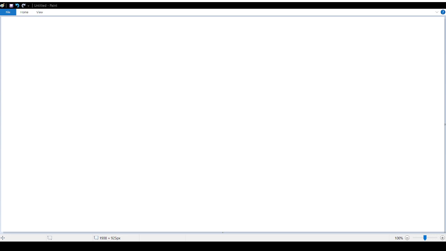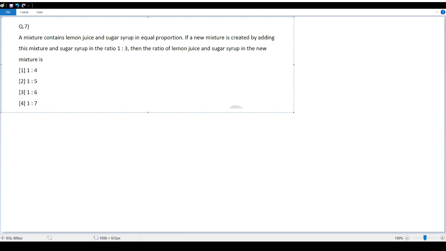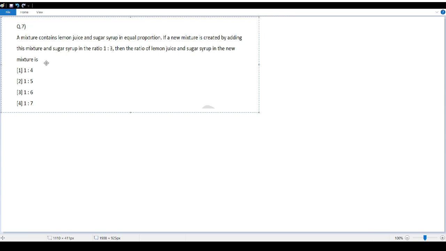Okay, now after a heavy meal, it is very important to drink some soda, right? That will help you digest your food. That is why the last sum is a mixture containing lemon juice and sugar syrup. Try out this sum, this will be easy.